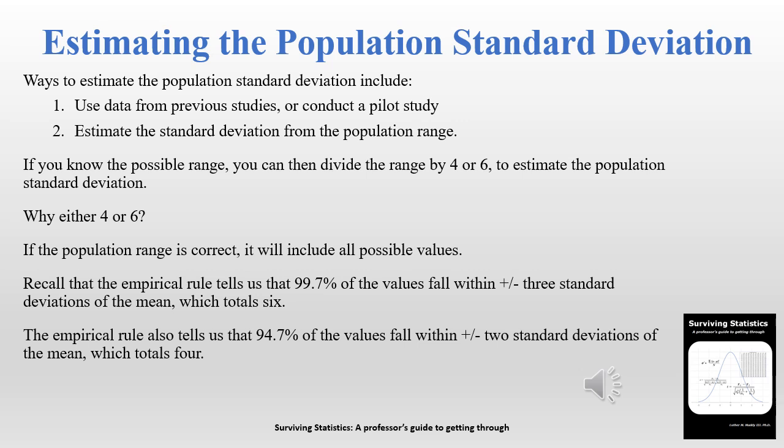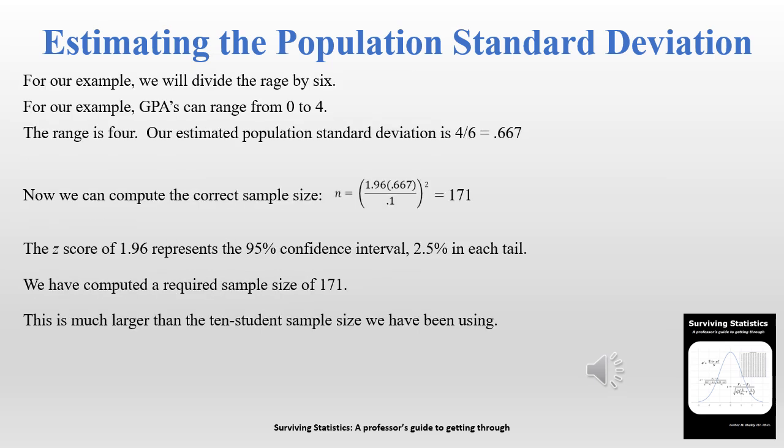population standard deviation. So you're probably thinking to yourself, where do these numbers 4 or 6 come from? Somebody didn't just pull them out of a hat. Well, here's the way it works. Remember the empirical rule? The empirical rule tells us that nearly all values, 99.7% of the values, fall within plus or minus 3 standard deviations of the mean. Well, there's 6, 3 on each side. The empirical rule also tells us 94.7% falls within plus or minus 2 standard deviations of the mean, and that equates to 4.